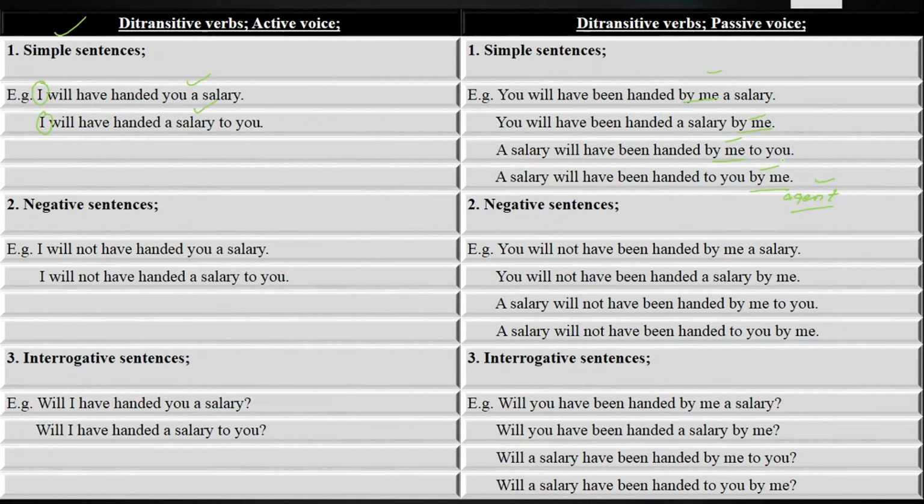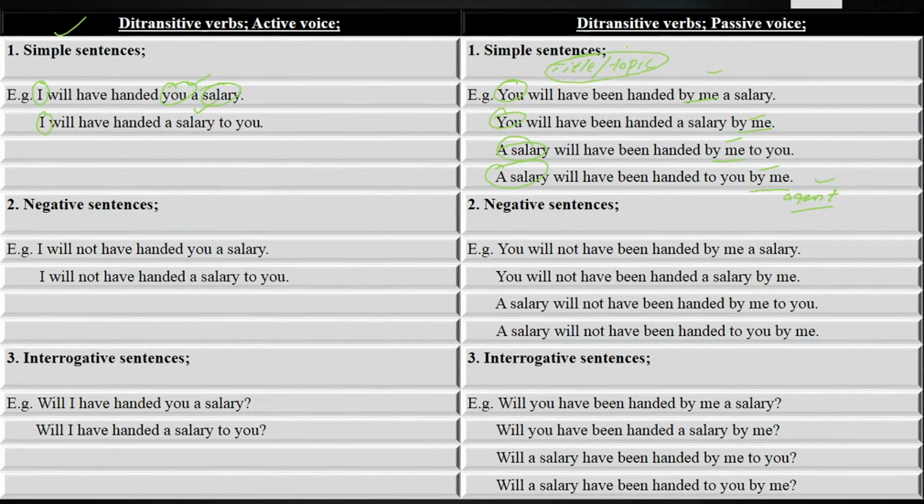And when you bring the object, whether indirect or direct, in the place of the subject, like you and a salary, here it will be called subject, no doubt, but it will not be called the doer of an action subject, it will be called the title and topic subject.